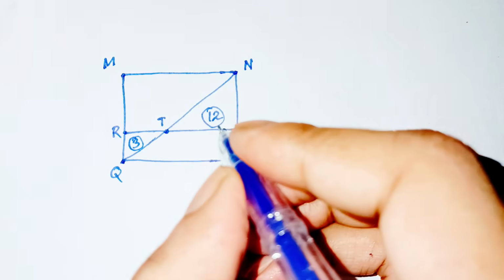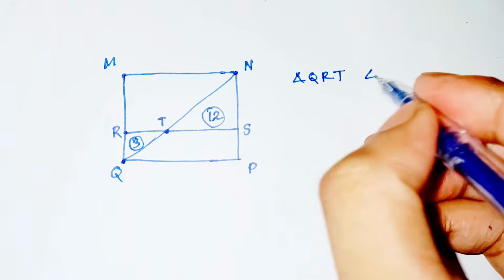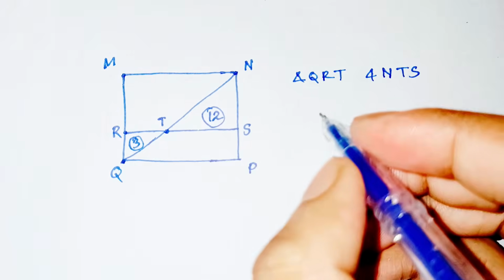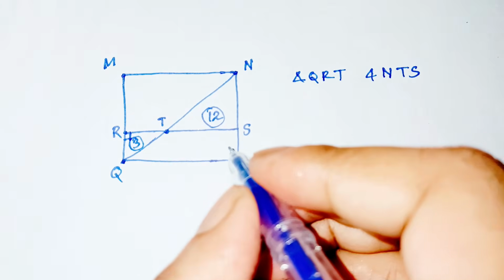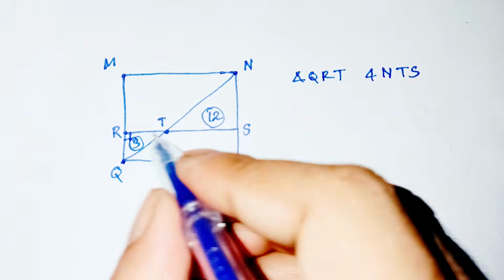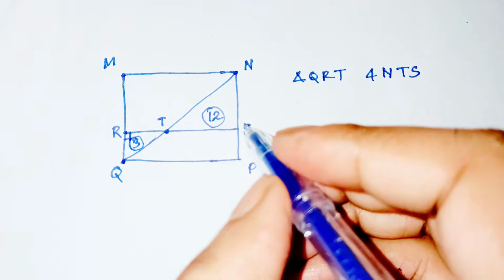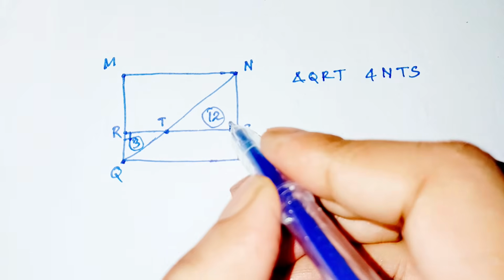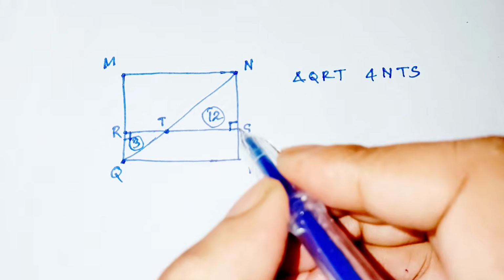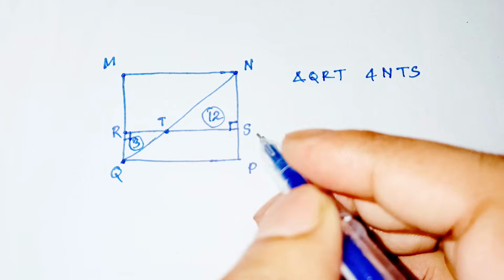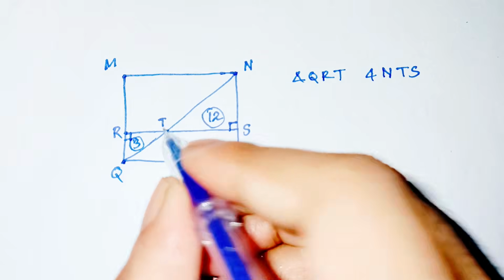Let's begin by comparing triangle QRT and triangle NTS. Notice that angle QRT is 90 degrees because the segment RS is perpendicular to the left side of the rectangle. In the same way, angle NST is also 90 degrees, because the segment RS is perpendicular to the right side of the rectangle. Now, pay attention to point T.